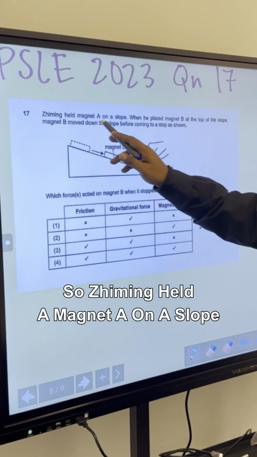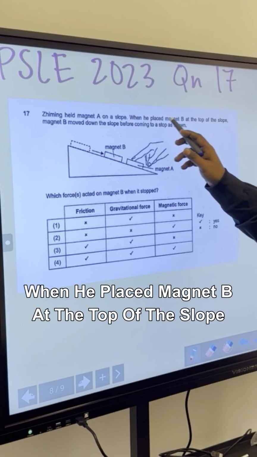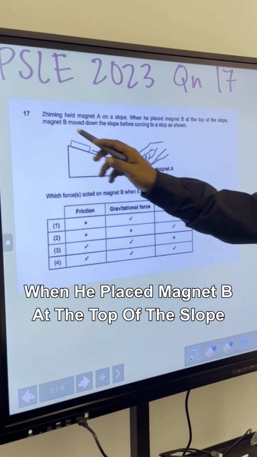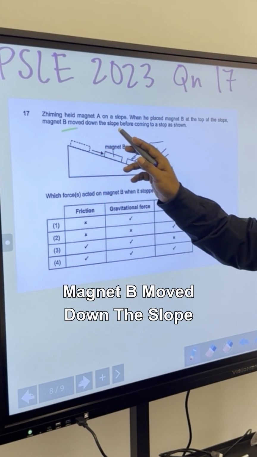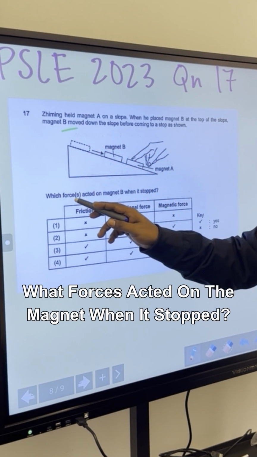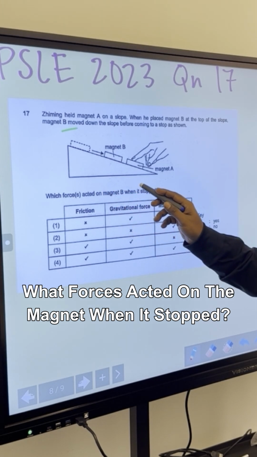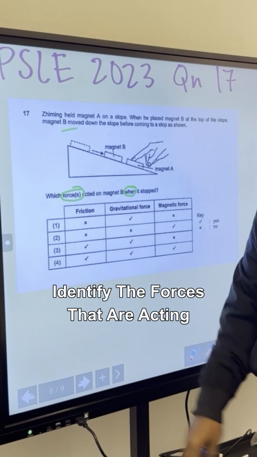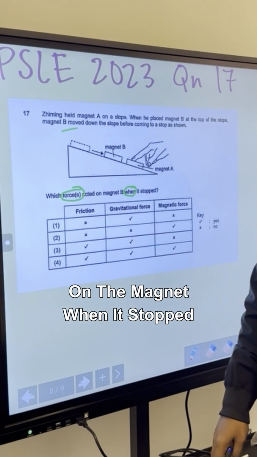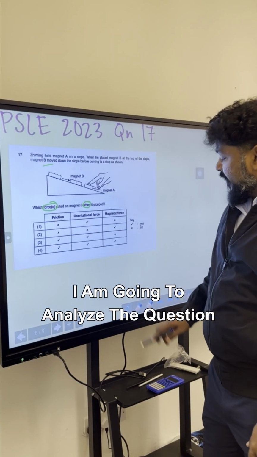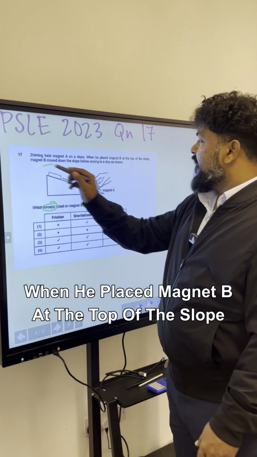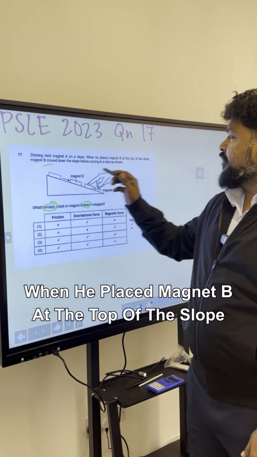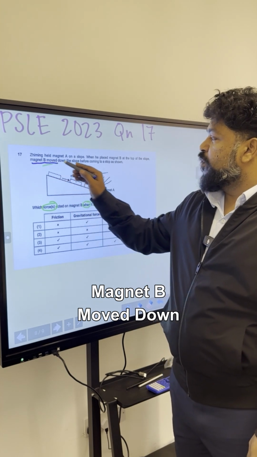So Chiming held a magnet A on a slope. When he placed magnet B at the top of the slope, magnet B moved down the slope before coming to a stop. What forces acted on the magnet when it stopped? So the question is, identify the forces that are acting on the magnet when it stopped. When I look at this, I'm going to analyze the question. When he placed magnet B at the top of a slope, magnet B moved down.